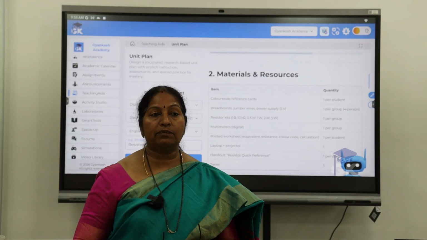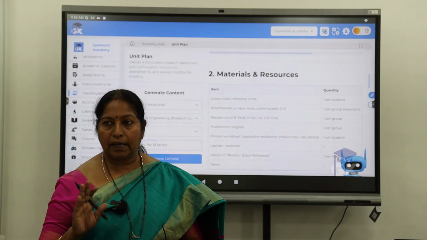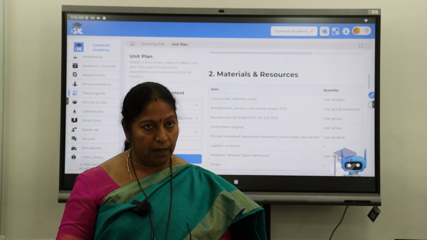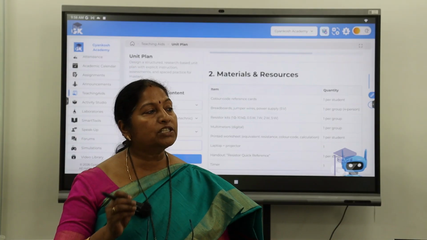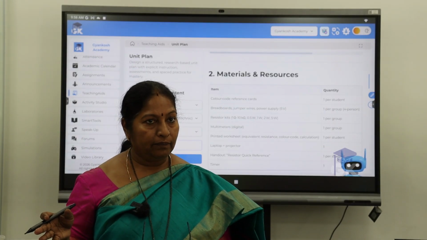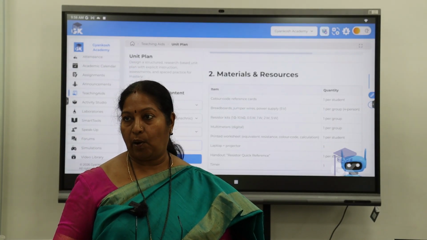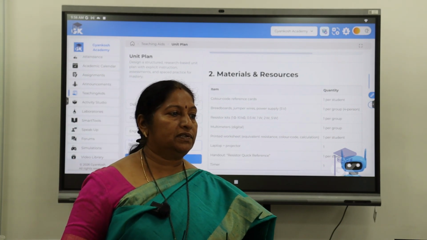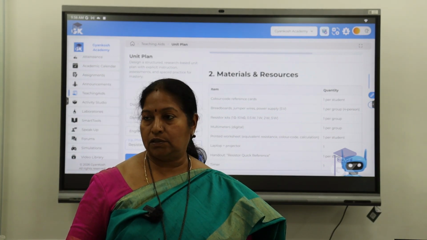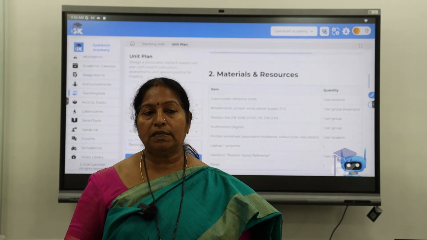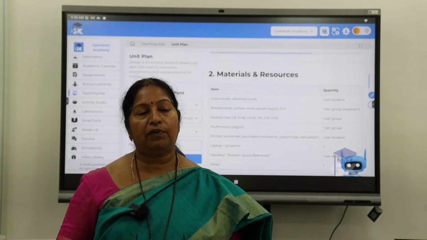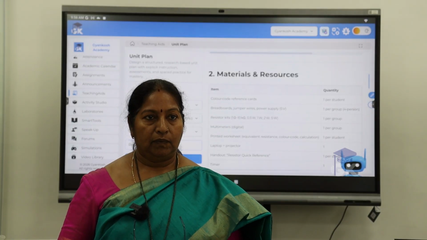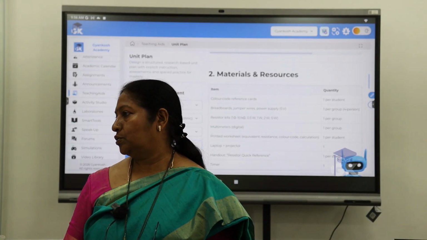See, resistance value is not at all connected with wattage. The same resistor value may be there, but how much current is actually flowing, that is very, very important. Based on that, I'll decide what should be the wattage of the resistor that I should use in the circuit. If I use a lesser wattage resistor, it will get burnt. The circuit will become an open circuit.